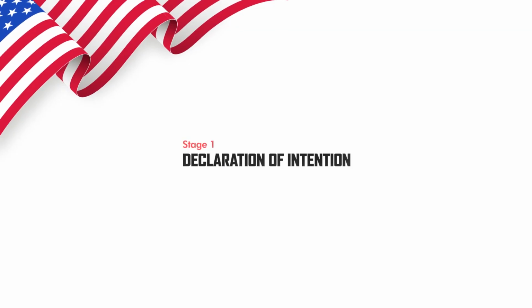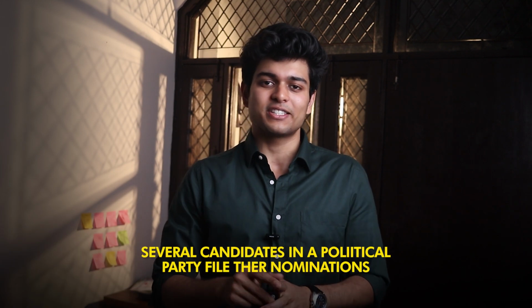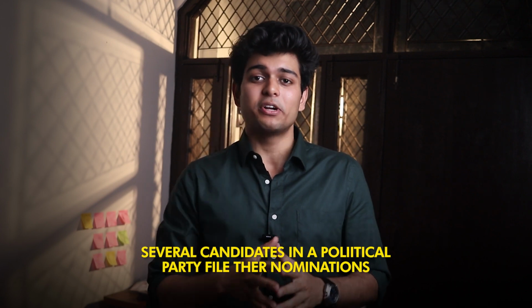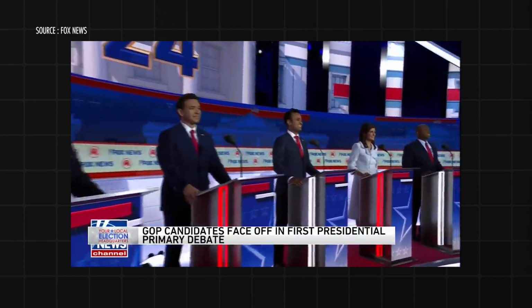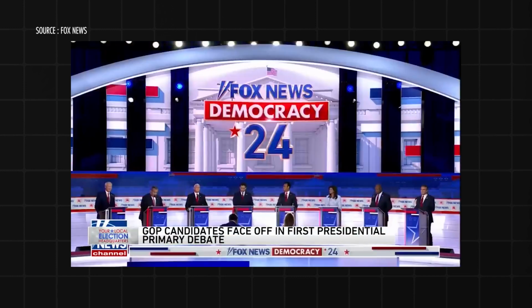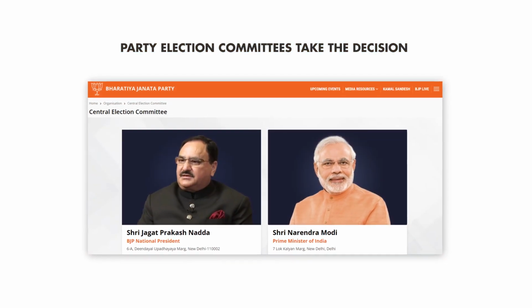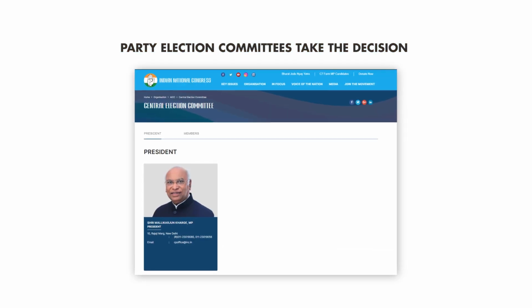The first step in this journey is the Declaration of Intention. In India, one political party usually has one candidate at the forefront, but this is not the case in the US, where several candidates in one political party file their nominations and then the public chooses who their presidential candidate from the party should be. Whereas in India, the names of candidates interested in running for polls are not revealed to the public and the decisions take place behind closed doors.